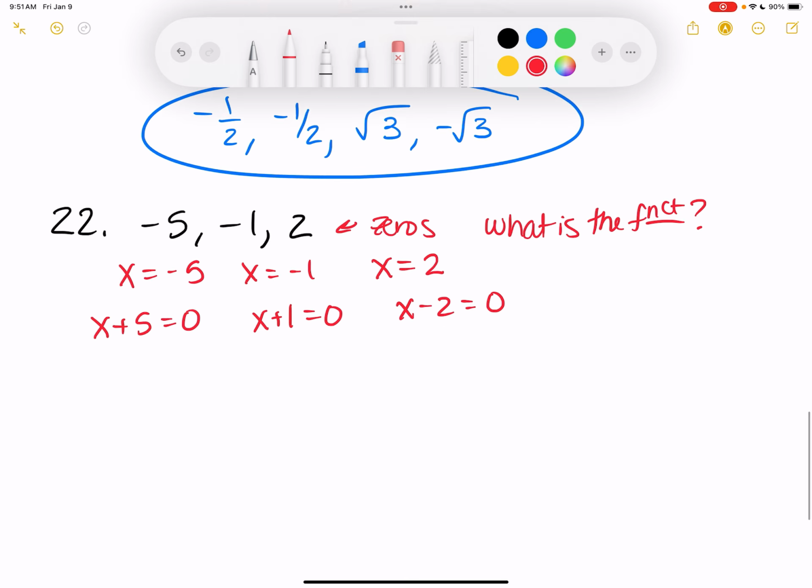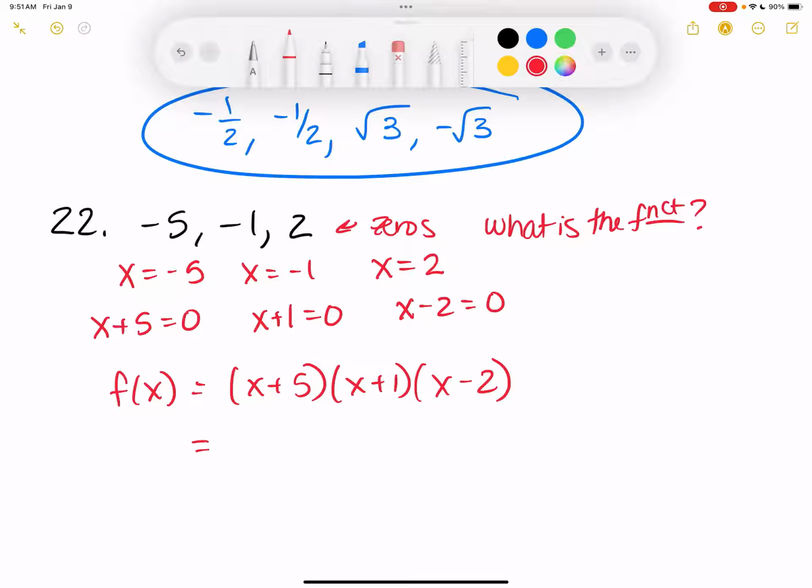So now, to find my function, f of x equals x plus 5 times x plus 1 times x minus 2. And then you just need to FOIL, superFOIL, whatever as the case may be. So then this is just FOILing at this point. So I'm going to do the first two. So I've got x squared plus 5x plus 1x, so that's plus 6x, and then plus 5. And then that's got to get multiplied by the x minus 2.